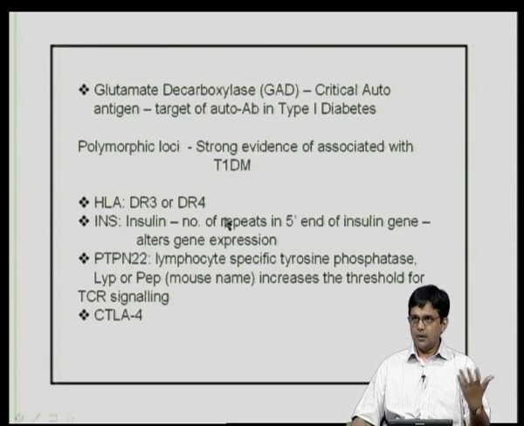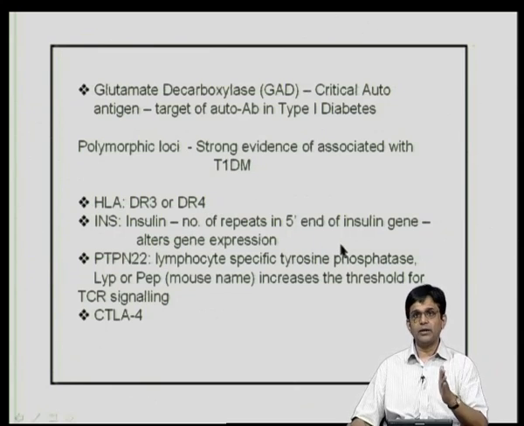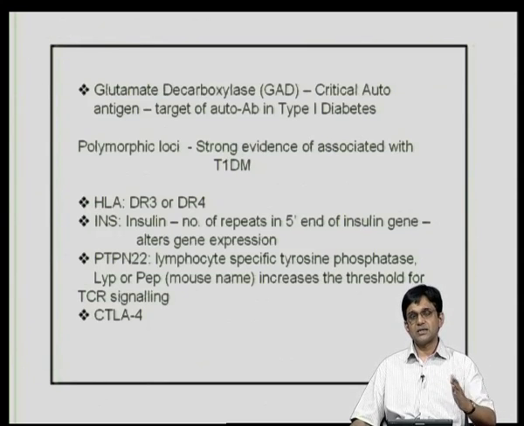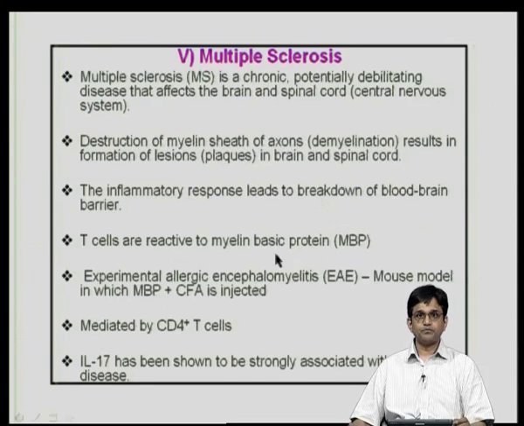Apart from MHC class 2, you have insulin. The number of repeats at the 5' end is important in terms of expression. There is also a lymphocyte specific tyrosine phosphatase, LYP or PEP, which is important. And then you have CTLA4, which has also been shown. So together, these 4 genes play an important role in determining resistance or susceptibility to diabetes.